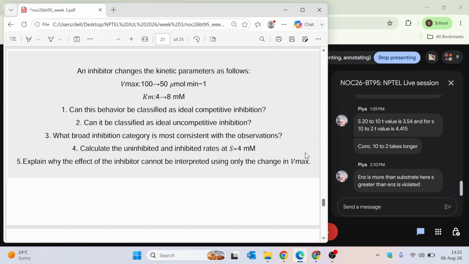When we talk about uncompetitive inhibition, as we saw, both Km and Vmax decrease, but here your Vmax value decreases and your Km value is increasing from 4 to 8. Therefore it is not uncompetitive as well. So then you talk about another set called mixed inhibition, where the Vmax will decrease while the Km will increase.